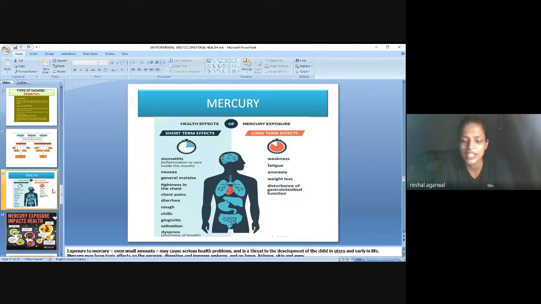Now talking about the exposure to mercury. Even small amounts may cause serious health problems and are a threat to the development of the child in utero and early in life. Mercury may have many toxic effects on the nervous system, digestive system, and immune system, and even on certain organs like lungs, kidneys, skin, and eyes. Mercury is considered by WHO as one of the top 10 chemicals of major public health concern.